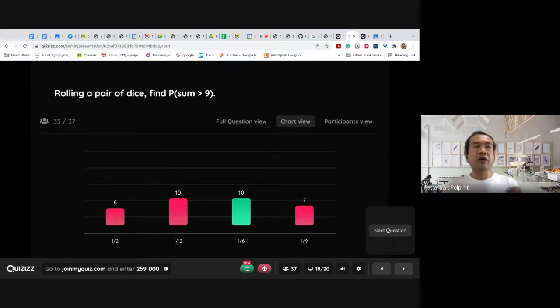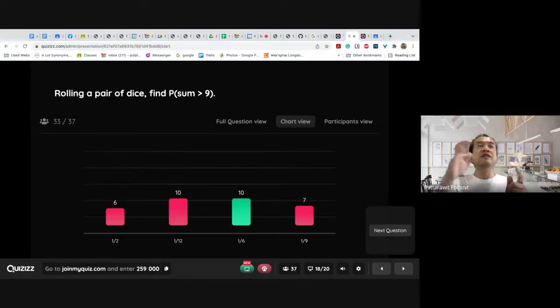So let's say that the first one you get 1. No matter what the second one will get, the sum will always be less than 9, right? Because 1 plus 1, 1 plus 2, 1 plus 3, all less than 9. If the first one is 2, still less than 9. If the first one is 3, 3 plus 1, 3 plus 2, 3 plus 4, 3 plus 5, 3 plus 6, still less than 9, which means that the first dice has to be greater than 3, right?